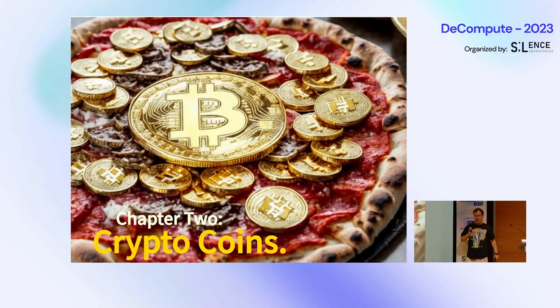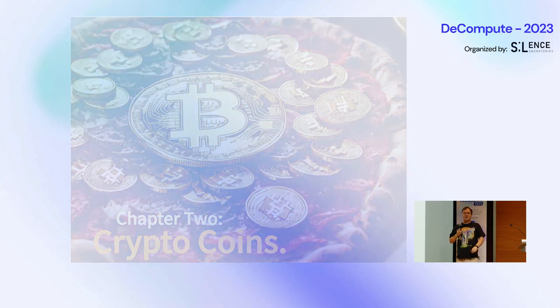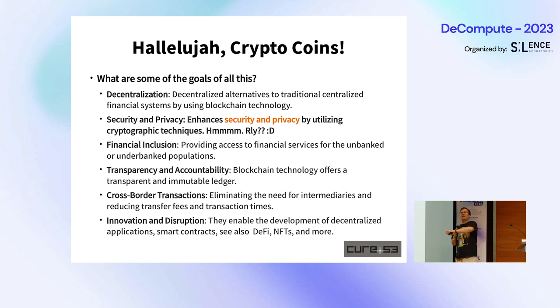Then we have, of course, the topic of cryptocoins. Hallelujah. Now everything is fine because we have a way stronger framework underneath with crypto and lots of additional benefits. And I really believe that there are lots and lots of benefits. It's fantastic. That solves a lot, at least from the commercial and money handling angle. We have decentralization. We have financial inclusion for people who have problems getting a bank close by. We have transparency and accountability. We have cross-border transactions. We have innovation and disruption and lots of good things. And needless to say, we have security and privacy, because the use of cryptocoins enhances security and privacy by utilizing cryptographic techniques. Does it really?